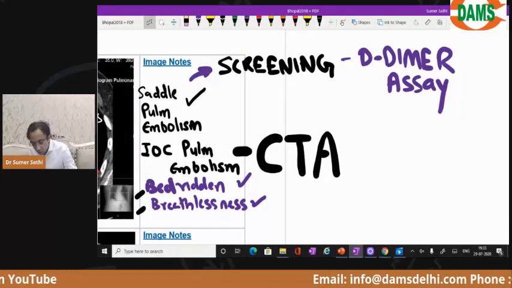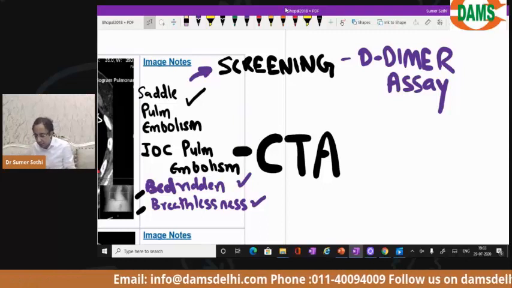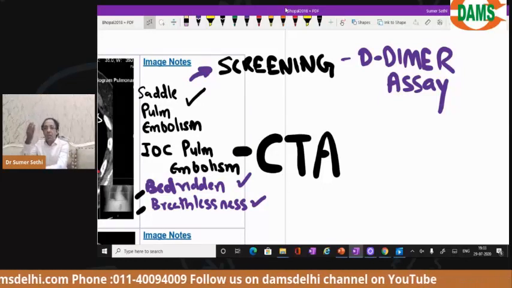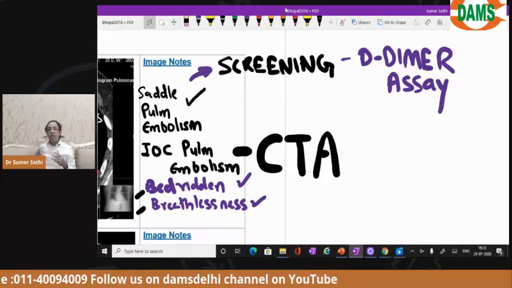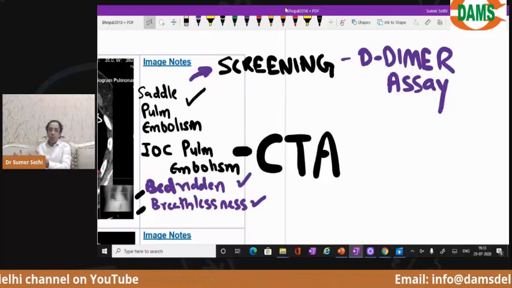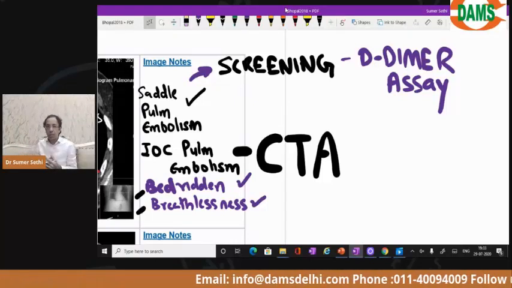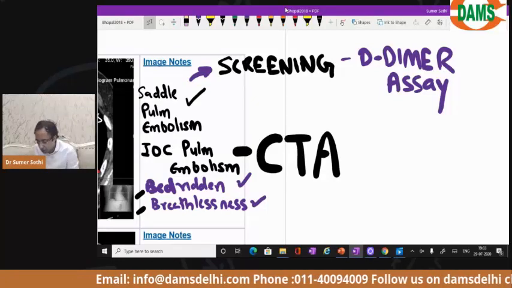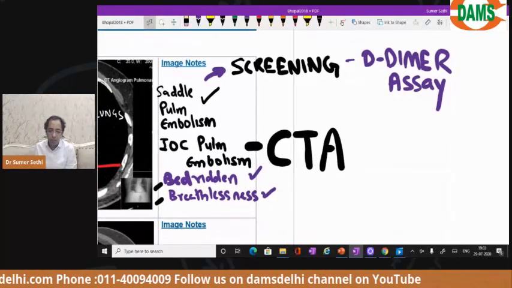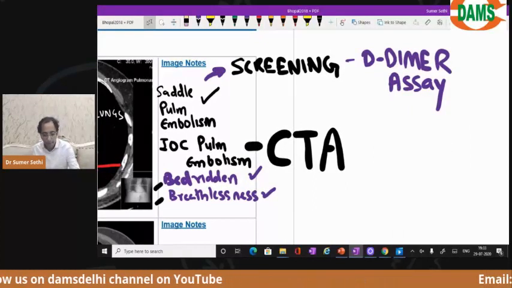Okay. Timing, gradually I will come into more and more images. Timing means how long after the injection of the dye we do the CT will determine whether I am looking at the arteries or looking at the tissue. If we do the CT early, the artery will be seen; if we delay, the dye will come into the tissue. Okay, that is the thought process. So screening for pulmonary embolism is D-dimer assay. Investigation of choice is CT angiogram.